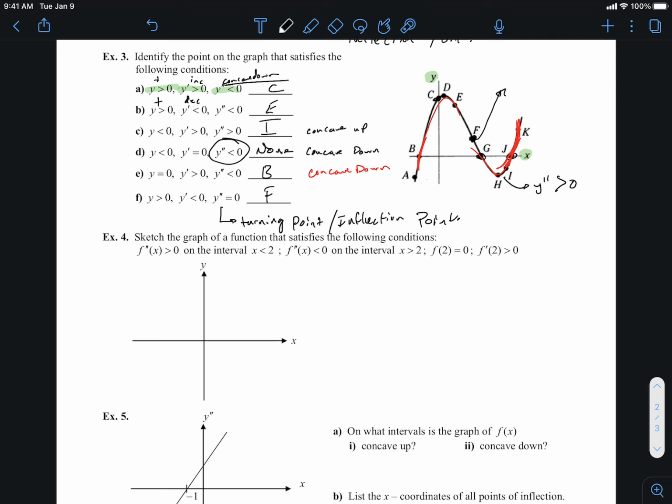Sometimes just be careful about what they're actually graphing, right? We've seen that a couple of times today already. Make sure that they're not plotting the derivative function or the second derivative function.